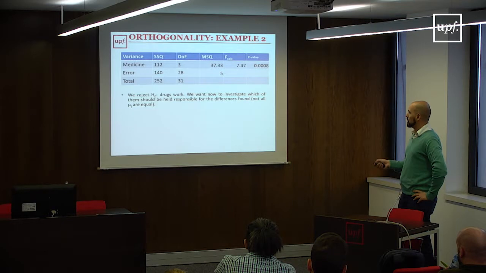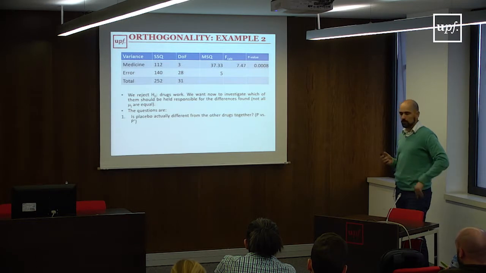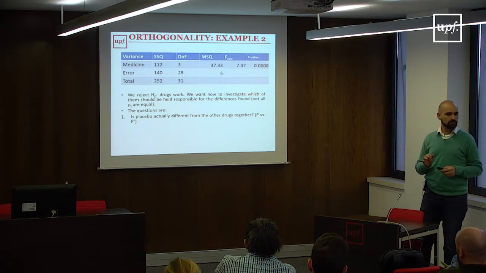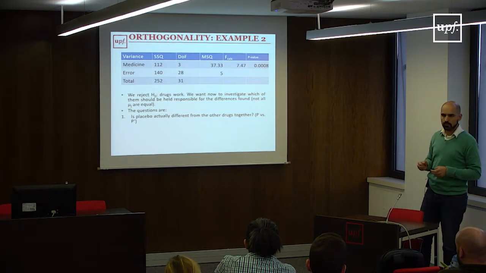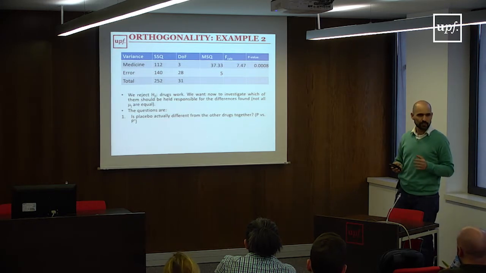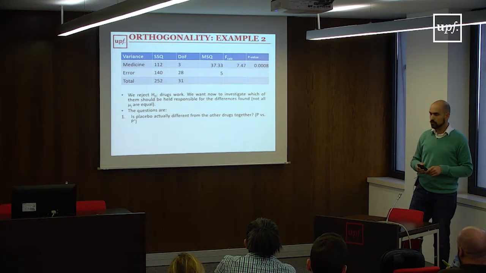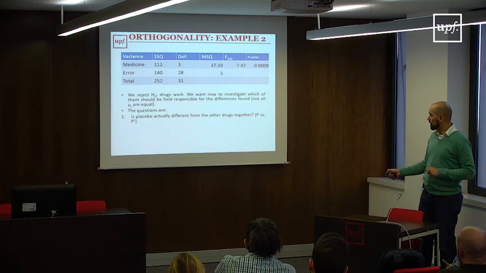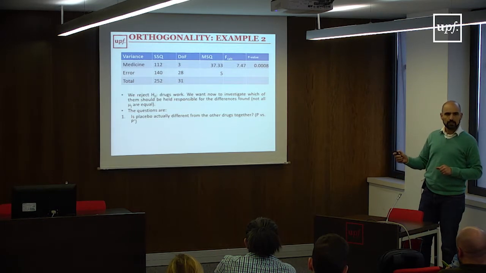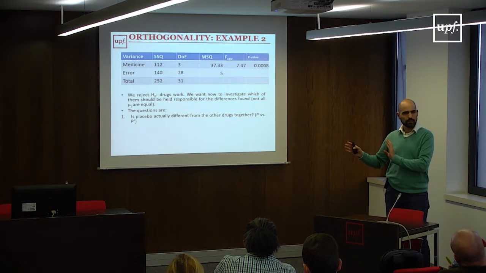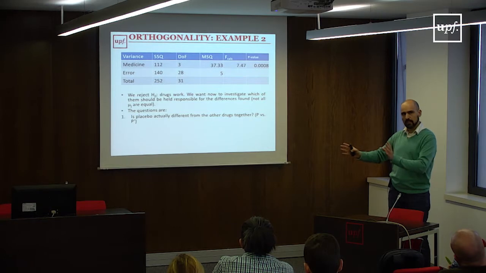So we reject H0, the drug actually works, and we want to answer the question. Which are the questions? First question, is placebo actually different from the other drugs? This might be one question we want to study. Sometimes we have some studies in which the placebo works like the medicine. So we want to see if the placebo is actually different. Focus on this. It says, is placebo actually different from the other drugs together? It means I'm not going to analyze in this step each of the drugs independently. I have from one side placebo, from the other side the drugs.